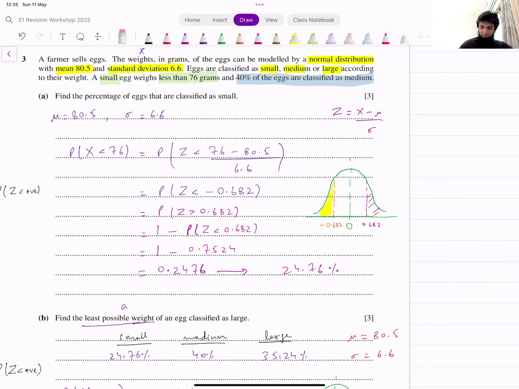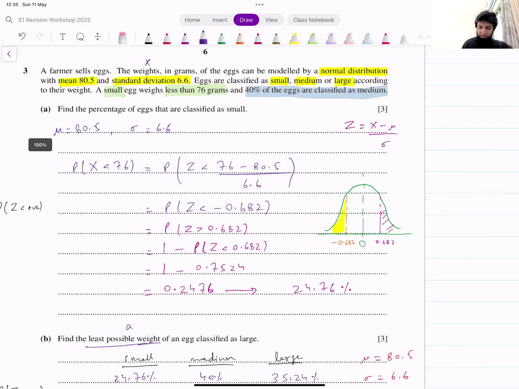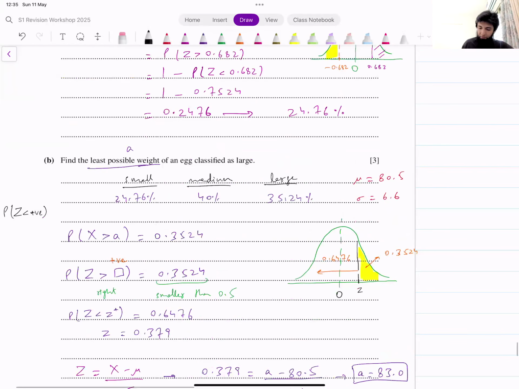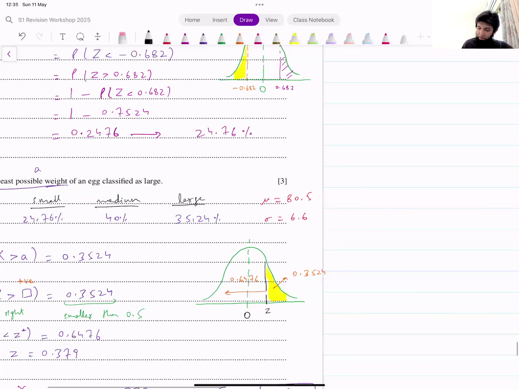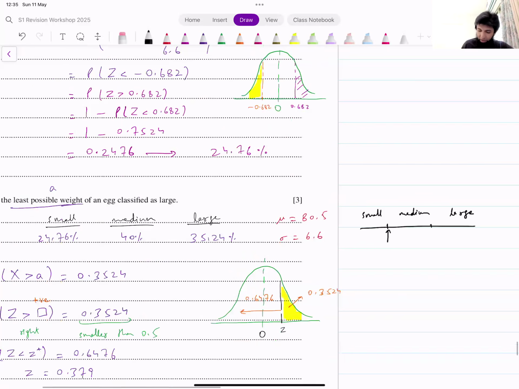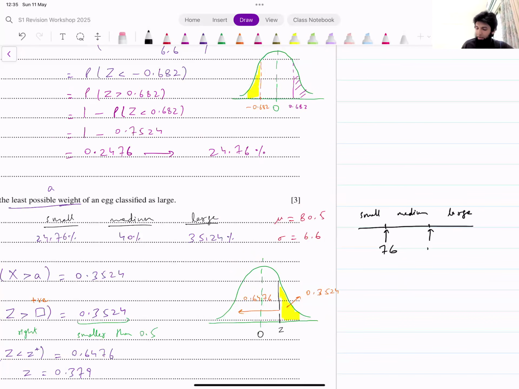Now, you know the mean of this distribution. Mean is given to be 80.5, standard deviation is 6.6. You need to find that number. So it's like this, basically. You've got 3 types of eggs, small, medium, and large. There'll be some value here. That's the cutoff point for small, and they've given us that this cutoff is 76. This point we do not know. Let's call this point A.